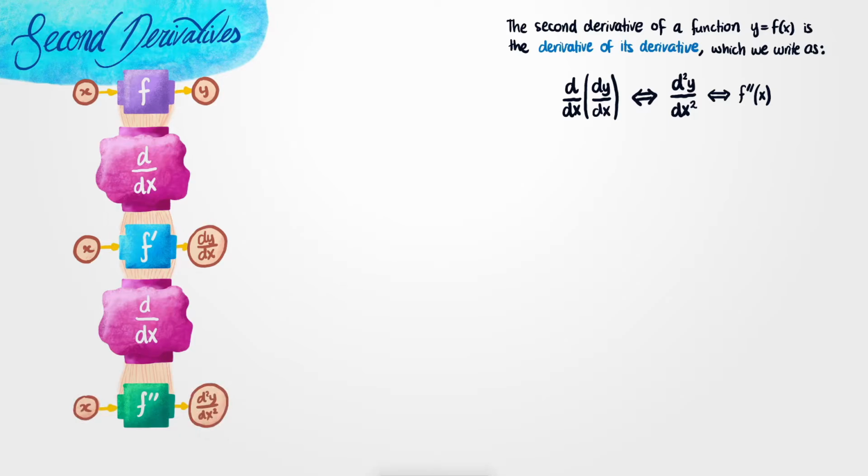Okay, so to actually help you understand what d squared y on dx squared actually geometrically represents, I'm going to start with the graph of some random function f of x.